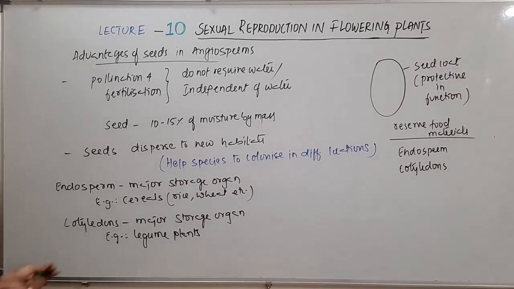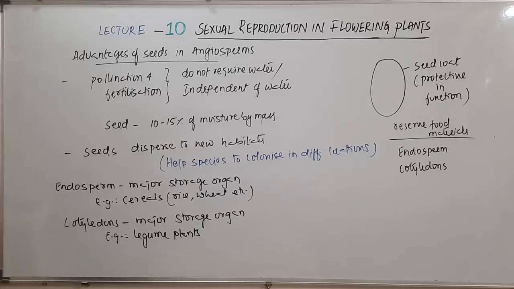Next we see that seeds are the basis of our agriculture, right, and we use these seeds to raise new crops. Here the processes like dehydration and dormancy of these seeds are very much important for their storage.